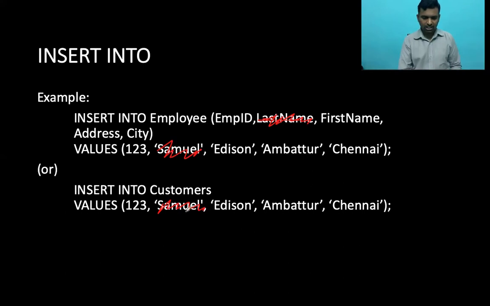For example, what will happen? This will be my employee ID, this will be my last name, this will be my first name, and this will be my address. That will be totally wrong. It will collapse. That should not happen. So make sure that whenever you're going for insert into table name values, you're giving all the values in the proper order.